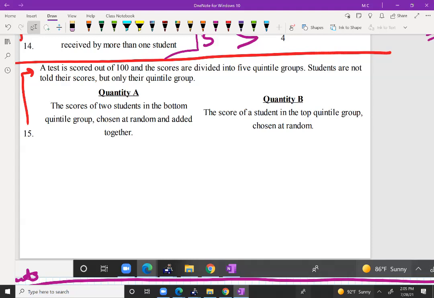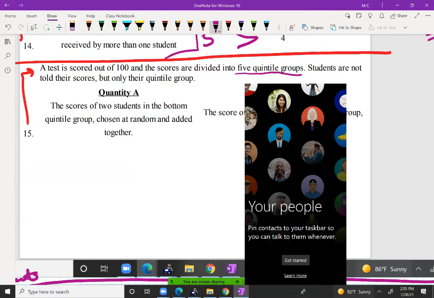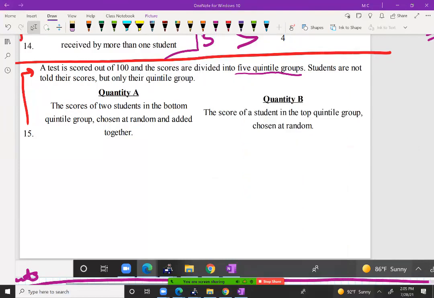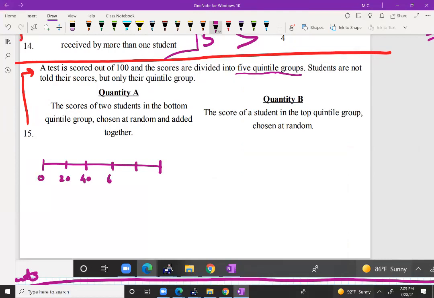So it says 5 quantile groups. 5 quantile groups means 5 different ones, right? So really looking at 0, 20, 40, 60, 80, 100. That's what you're looking at, right? They're broken up, so they can only know their quantile group. They don't know the score.